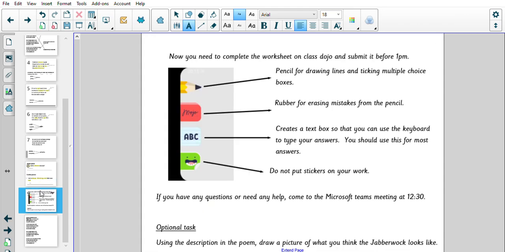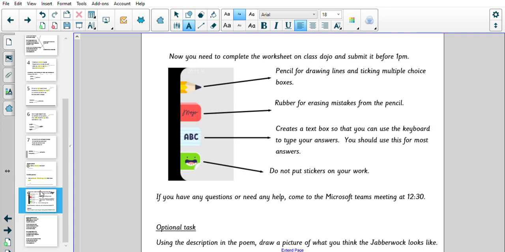So, now what you'll need to do is you'll need to complete the worksheet on Class Dojo and submit it before 1 o'clock. If you are doing your work on a laptop or a computer, I've already put a video up on the class story yesterday showing you how to use all the features of the worksheets on Class Dojo.